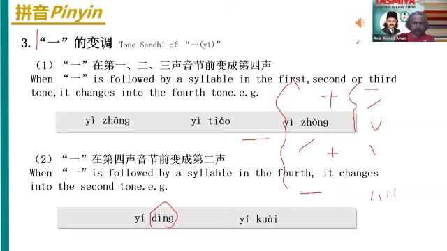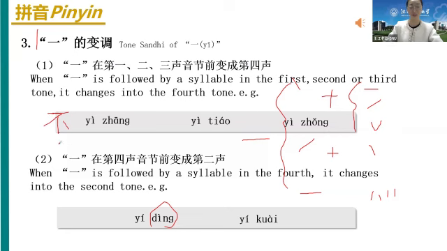And let's review the tone Sandhi of 不, okay? So we have learned this Chinese character 不. What is the original tone of this Chinese character? Who can answer my question? Fourth tone, maybe. Fourth tone, right.